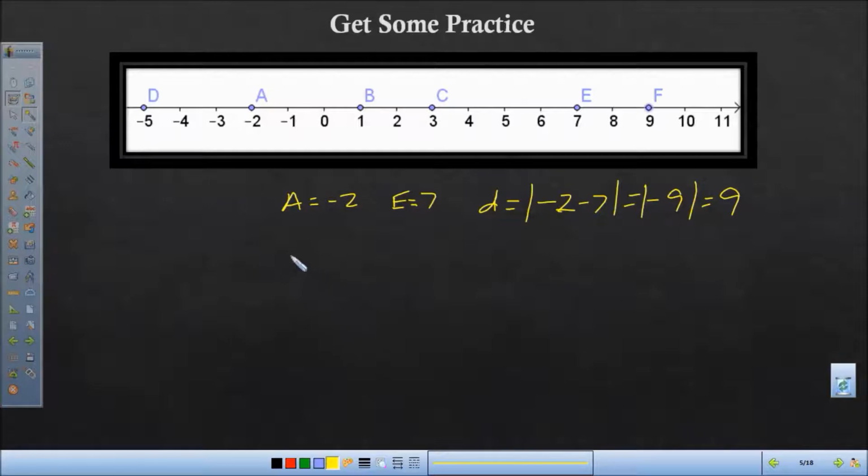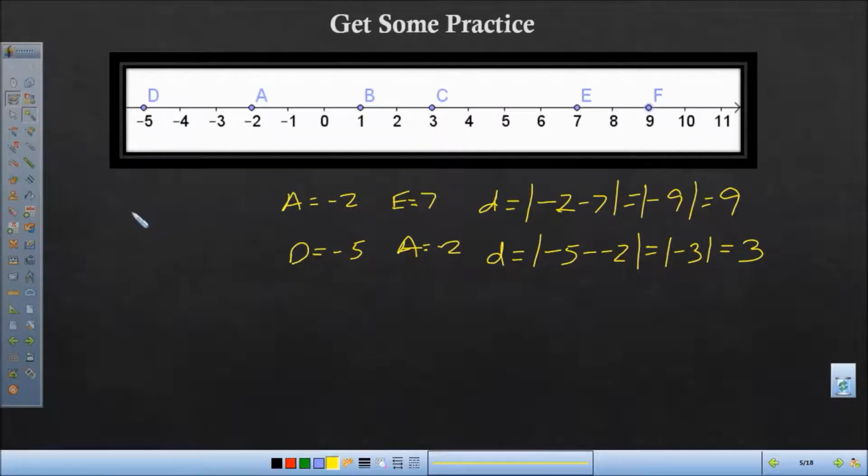Suppose I want to go from D, which is negative 5, to A, which is negative 2. So the distance from D to A is negative 5 minus negative 2. Alright, that's negative 5 plus 2, which is the absolute value of negative 3, or 3. And again, we can check it. 1, 2, 3 units.